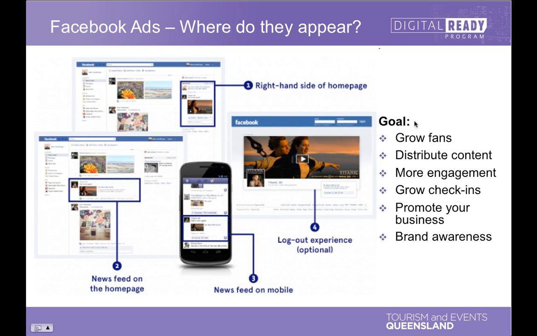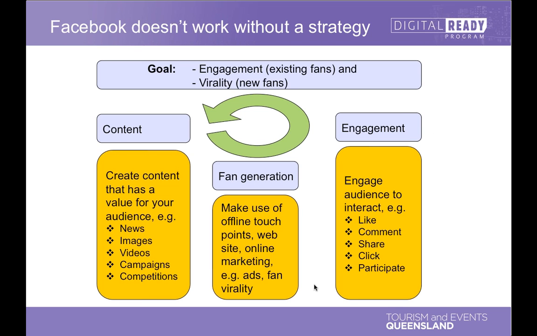So the other thing to think about when we are advertising on Facebook is what is our goal with our Facebook ad, because Facebook ads can do many different things depending on what you're trying to achieve. So are we trying to get more fans for our page, for example? Is that the primary thing we want to achieve? Are we trying to distribute our posts or content out there? Are we trying to get more engagement with our page or with our app if we have one? Are we trying to grow check-ins, trying to promote your business or website, brand awareness? This is one of the things to start thinking about. What am I trying to achieve? Because there's many different options.